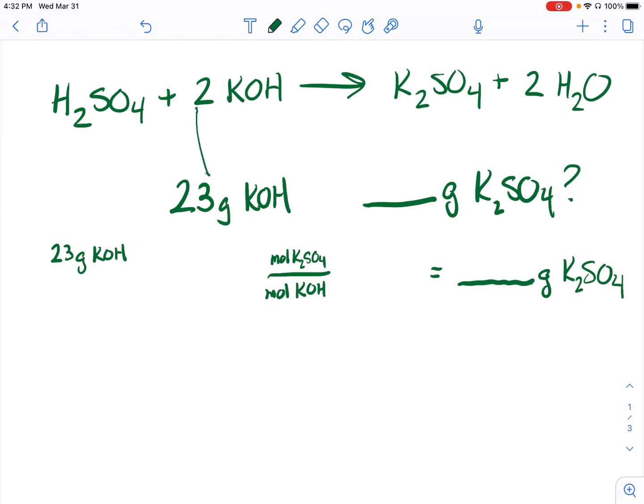In fact, I can go up right here and pull that mole ratio out right now, so I don't even have to worry about it later. 2 moles potassium hydroxide to 1 mole potassium sulfate. So that's there, written as a fraction. And so there's this question then of why did I put KOH on the bottom and K2SO4 on the top? There's a little bit of integer rules, algebra rules that come into this.